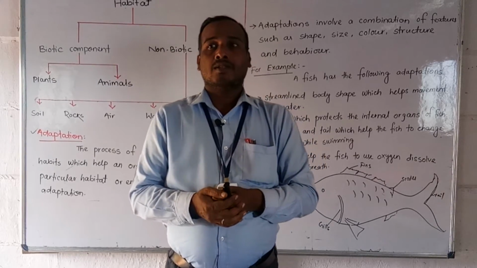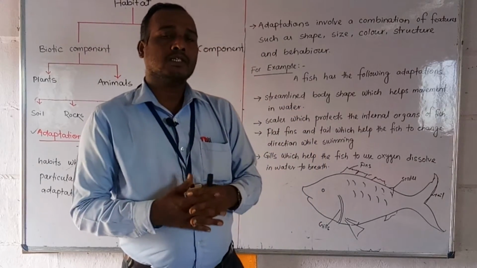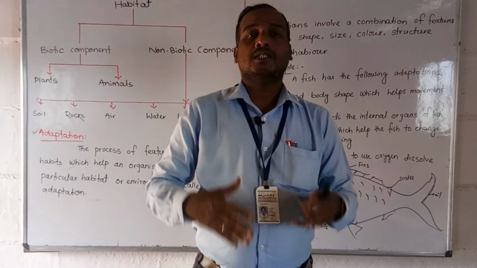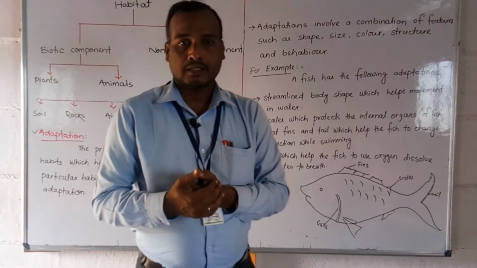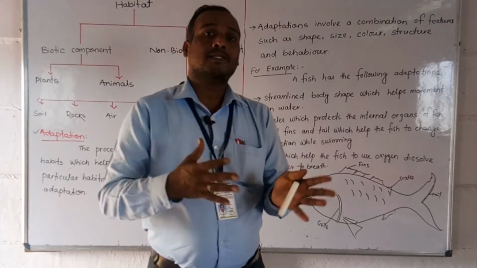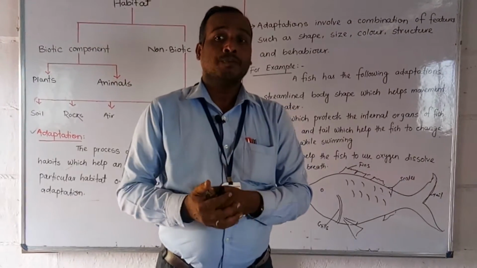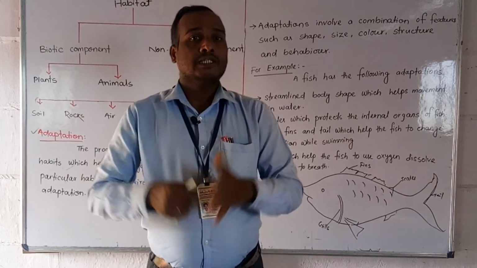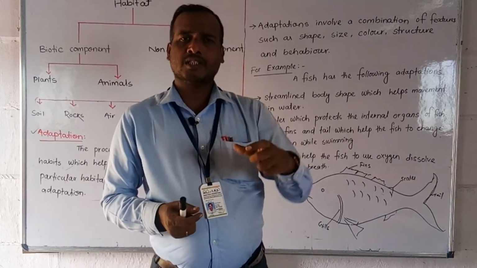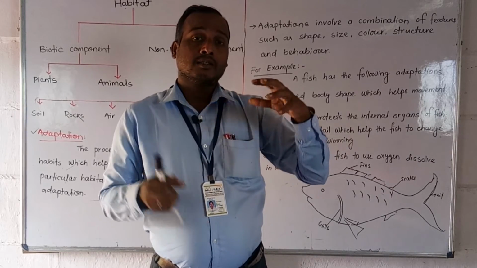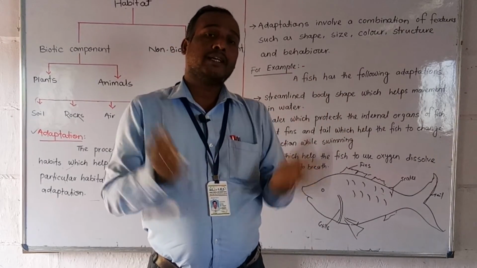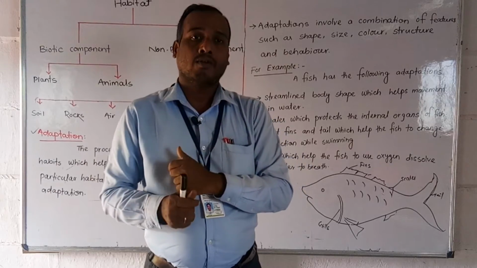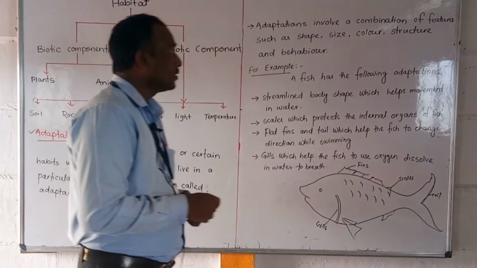Why? Because our body construction, our body shape, is not suitable in the water. We cannot adjust or adapt in the water. So the fish structure, shape, its body construction, is suitable and adapted for the water habitat. Okay. So let us see.